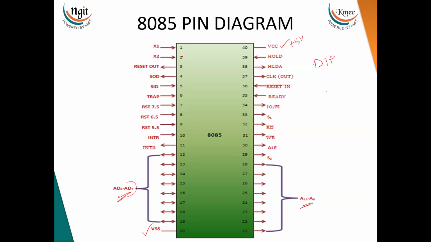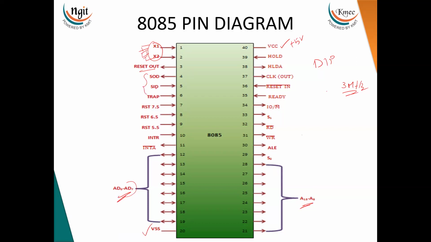Now coming to pin numbers 1 and 2. X1 and X2 are used to connect the crystal externally to generate the clock. Already I said that it operates at 3 megahertz frequency, so that clock is generated by connecting an external crystal to these two pins. Reset out: whenever the microprocessor is in reset mode, by sending this signal it can also reset the peripherals which are connected to the microprocessor.